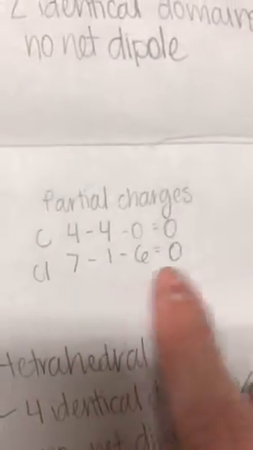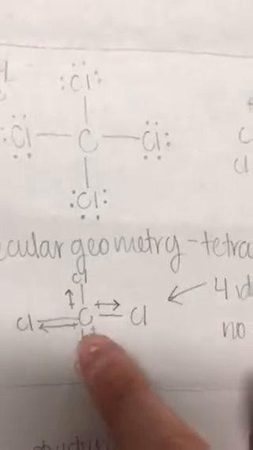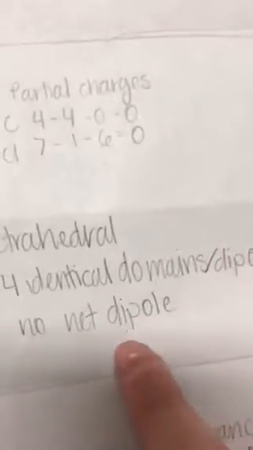Next, we're going to look at CCl4. There are 32 electrons, and all of them are being used, and all of the atoms have an octet, so it looks good, and the partial charges all equal out to 0. The molecular geometry is going to be tetrahedral because there are 4 bonding domains about the center atom, each with an identical dipole, meaning that the dipoles cancel out and there's no net dipole. Therefore, the molecule, again, is nonpolar.